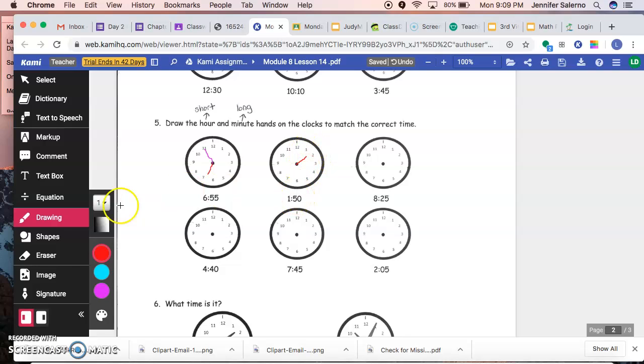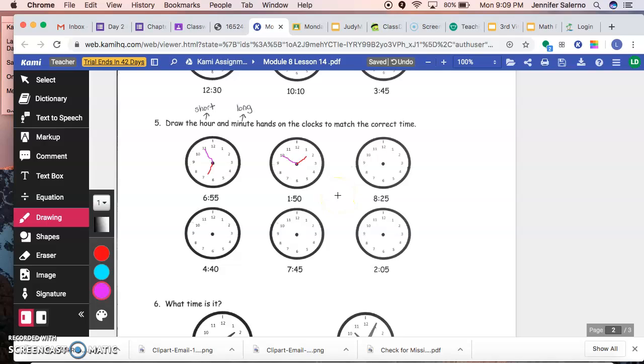Now I'm going to do my minute, which is I need to be at the 50. So I'm going to start up here at 0. 5, 10, 15, 20, 25, 30, 35, 40, 45, 50. I need it to point directly here. So I'm going to start in the middle, and this is the minute hand, so it's going to be longer. And I'm going to point it directly at the 10. Okay?